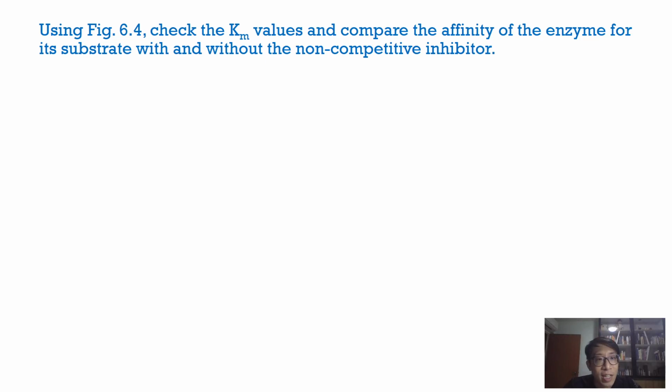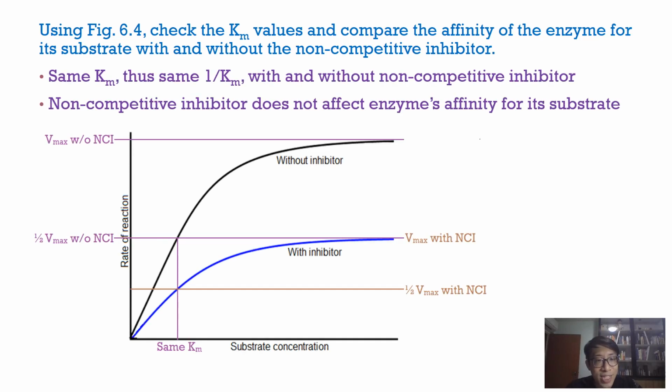Now that you're done, I hope you see that with and without the non-competitive inhibitor, the Km, and therefore the affinity of the enzyme, is the same. I have done the working here, so you can check your own working as well. The Km and the affinity are the same, but the Vmax is lowered in the presence of the non-competitive inhibitor. Why is the affinity not lowered?